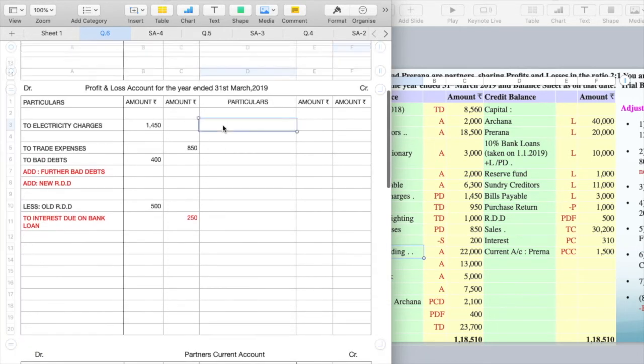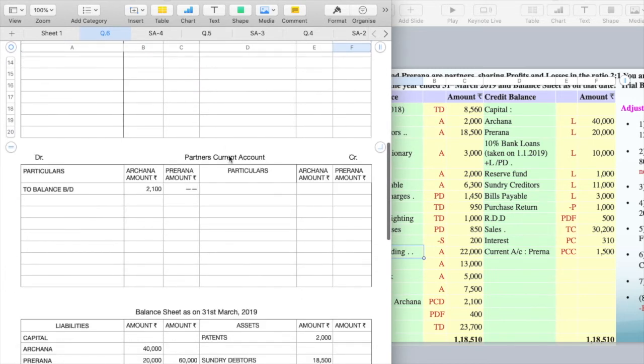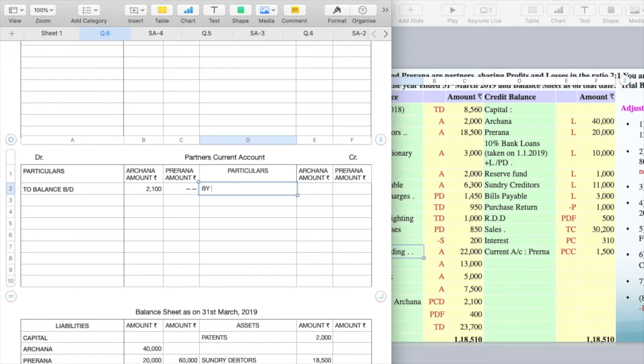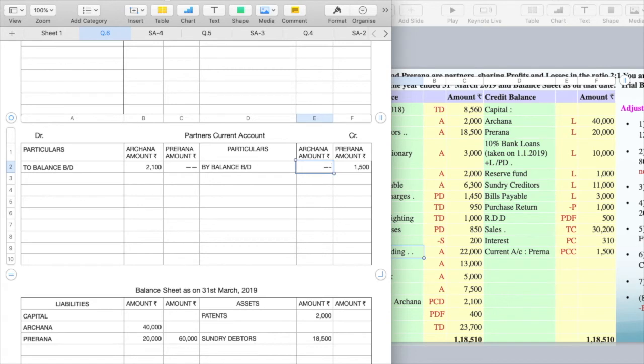Interest is given on the credit side, so it's an income for the firm. So by interest, outer column 310. And then the current account of Prerna is given on the credit side, so we will write by balance brought down. In Prerna's account we have to write 1,500. So we are done with the posting of the trial balance, and we have completed the hidden adjustment on the bank loan also.